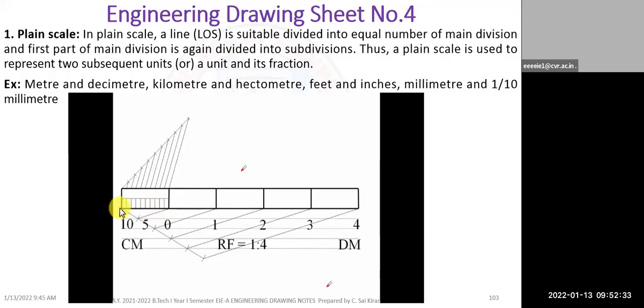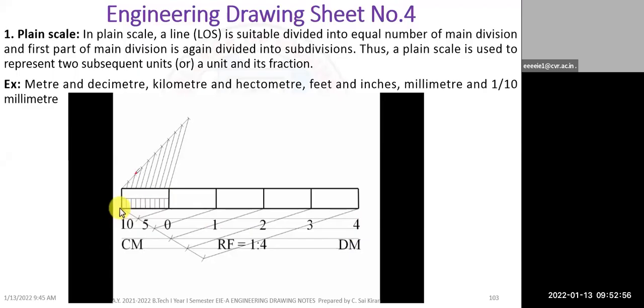So what we have to do is first make the main divisions based on the length of scale, LOS. This is the length of LOS. We have to make a total of 5 divisions. In the problem they have asked for a total of 5 units of decimeter. So we will divide it into 5, and mark it as 0, and then 1, 2, 3, 4.